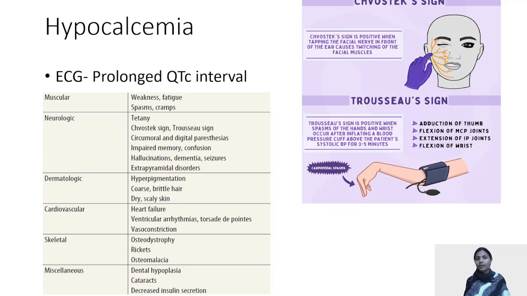And Trousseau's sign says that if we inflate the bladder above the patient's systolic blood pressure for around 3 to 5 minutes, what we get is carpopedal spasm. That is, at the interphalangeal joints you have extension, but at the metacarpophalangeal joints you have the flexion. That is the Trousseau's sign. I hope these two signs and prolonged QTc interval are clear to you.